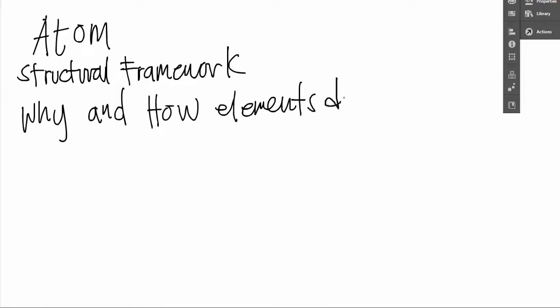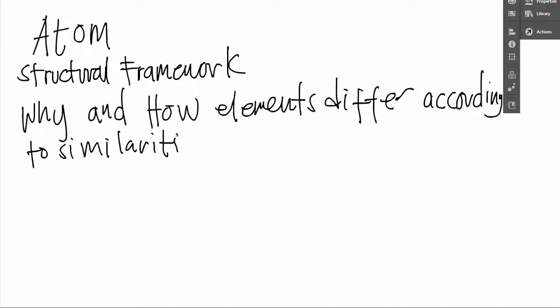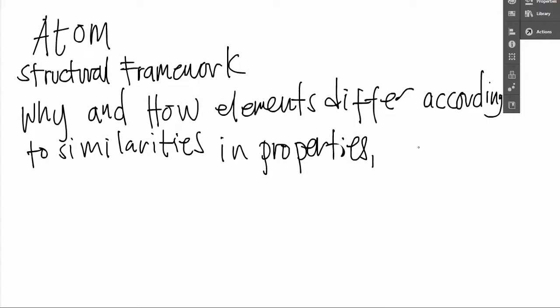This chapter discusses why and how elements differ according to the similarities in properties, and how their atomic structure can be related with such things as light at home, appliances, and the multivariate colors of fireworks or explosives. Okay, so let's get started.